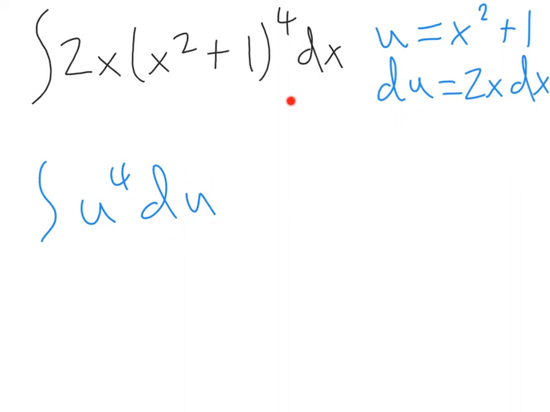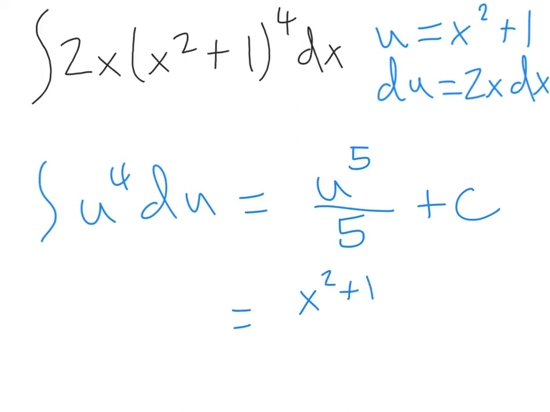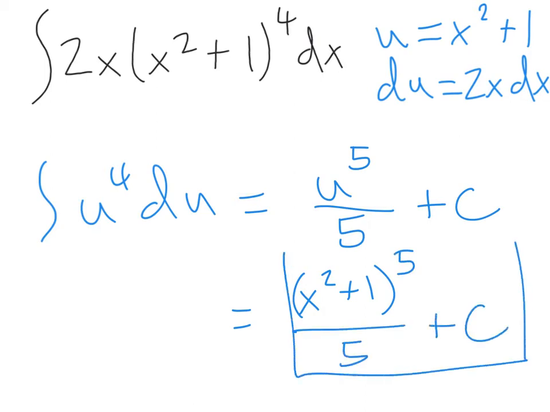So this takes care of all the x's in the problem, and now we just have to integrate u to the fourth, which we can do pretty simply with the power rule, which will give us u to the fifth over 5, plus c. And then for our final answer, we'll just write it back in terms of x's, because u is equal to x squared plus 1, we have x squared plus 1 to the fifth over 5 plus c. And that is our final answer. And as always, you should be able to check that and see that its derivative is what we started with.